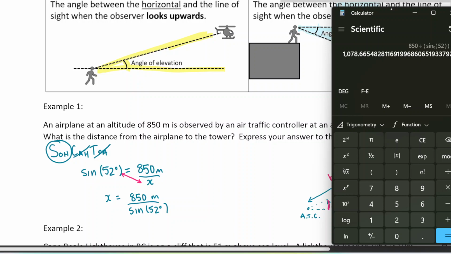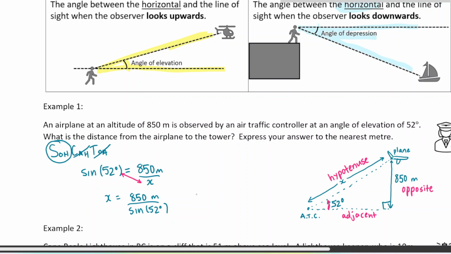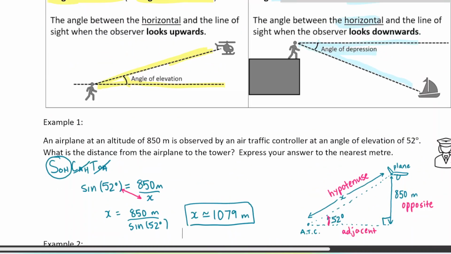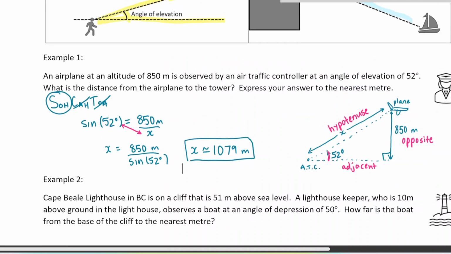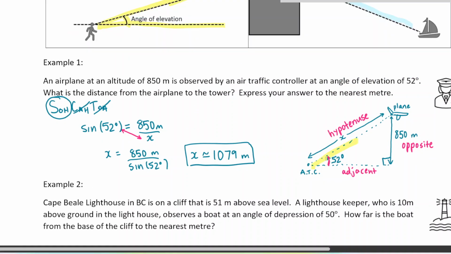1078. And it says express your answer to the nearest meter. So 1079. So x is about 1079 meters. We want to make sure to use the correct units. So everything's measured in meters here. So I'm going to use meters and I've rounded it to the correct place, to the nearest meter. Okay, there we go. So that was an example where we used the angle of elevation. So somebody was looking upwards at something. So I'm just going to label that here.